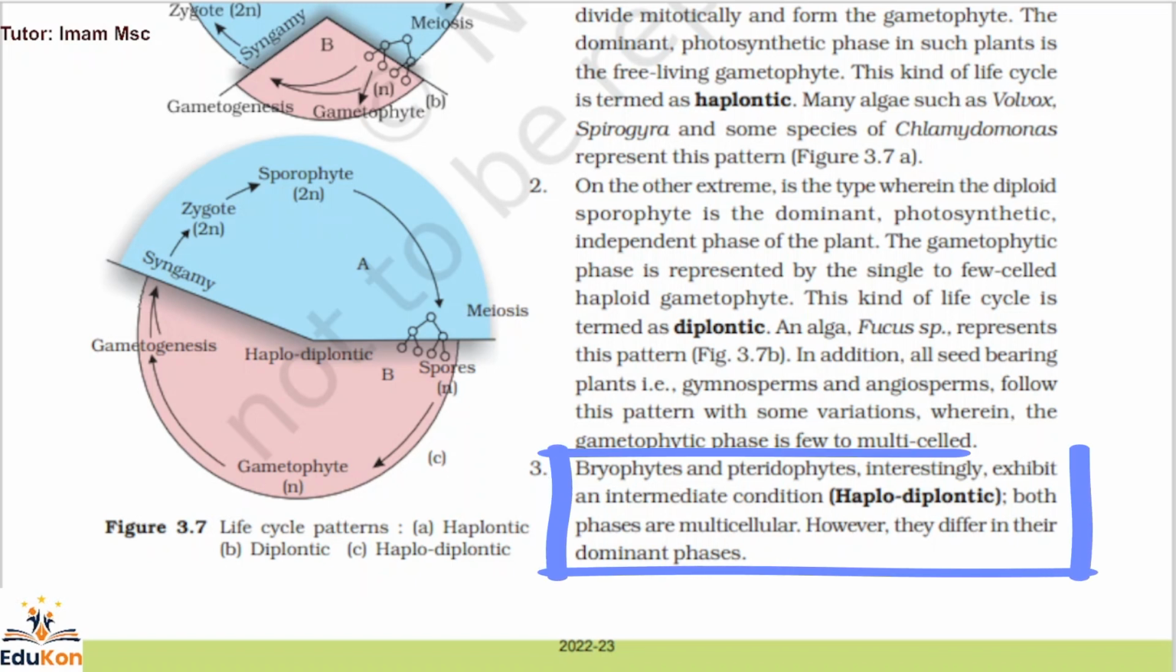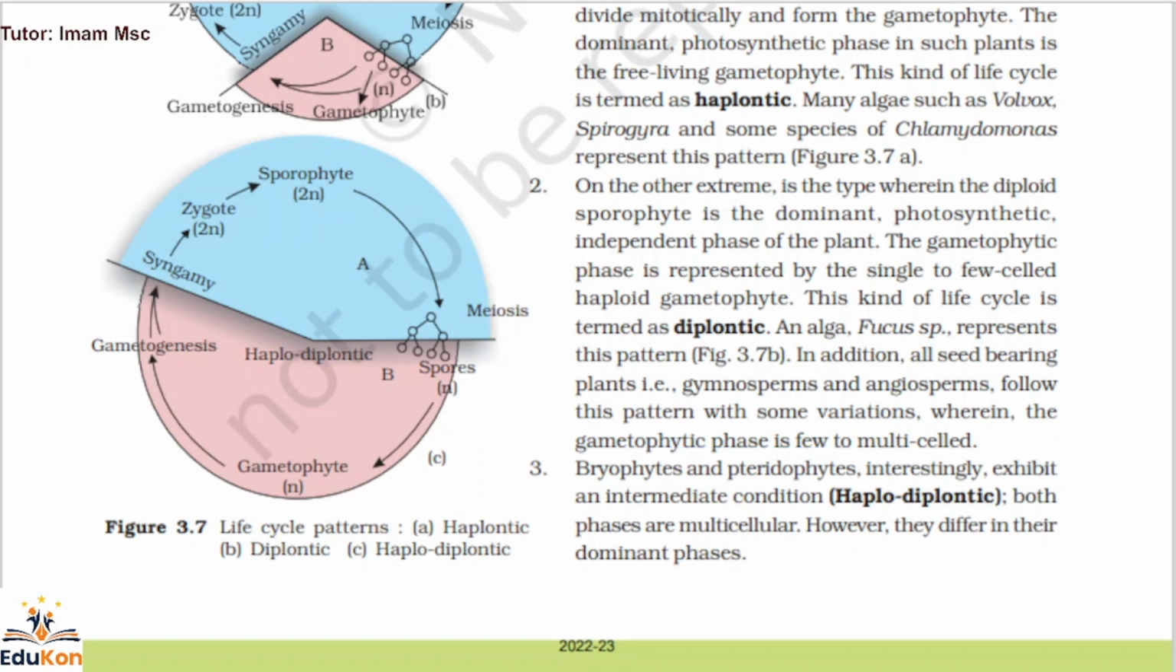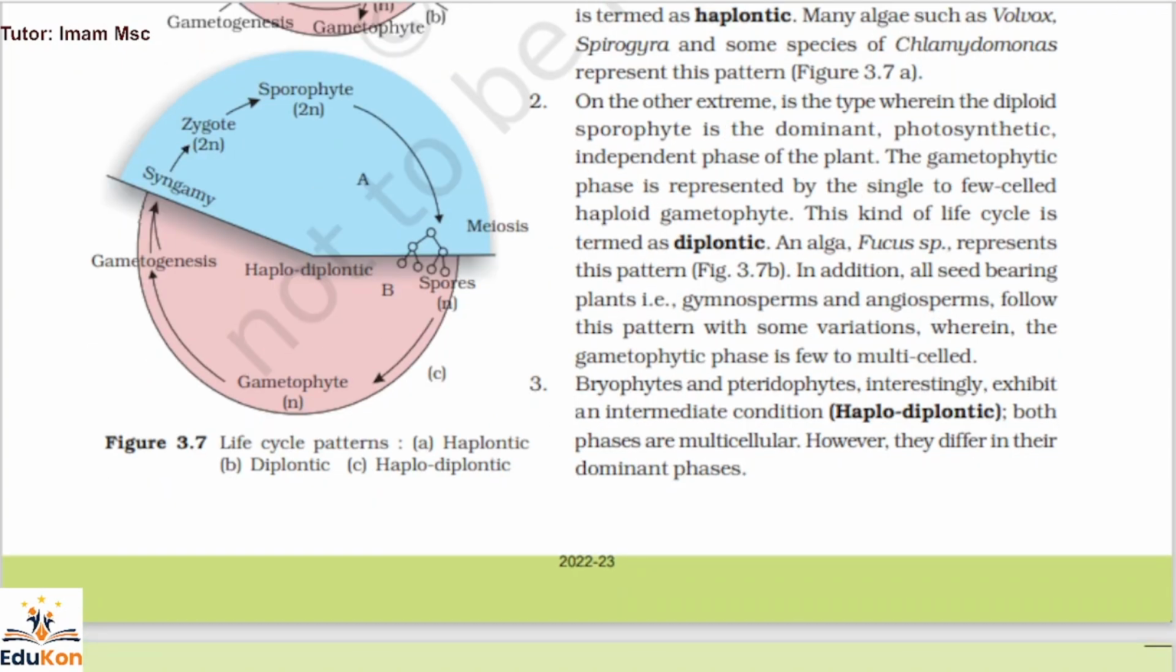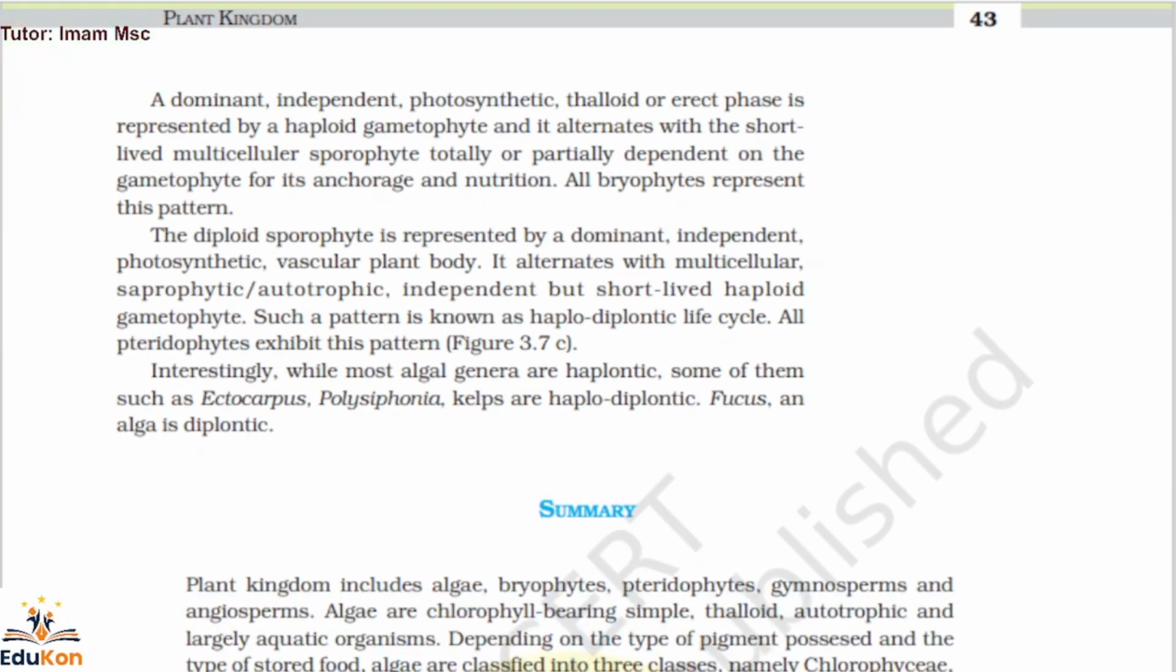Coming to haplodiplontic, where both phases compete with each other. Both phases are multicellular. Remember, this is also a very important line here. Both phases are multicellular. A dominant independent photosynthetic thalloid or erect phase is represented by the haploid gametophyte, and it alternates with the short-lived multicellular sporophyte, totally or partially dependent on the gametophyte for its anchorage and nutrition. All bryophytes represent this pattern. Which pattern? The haplodiplontic life cycle.